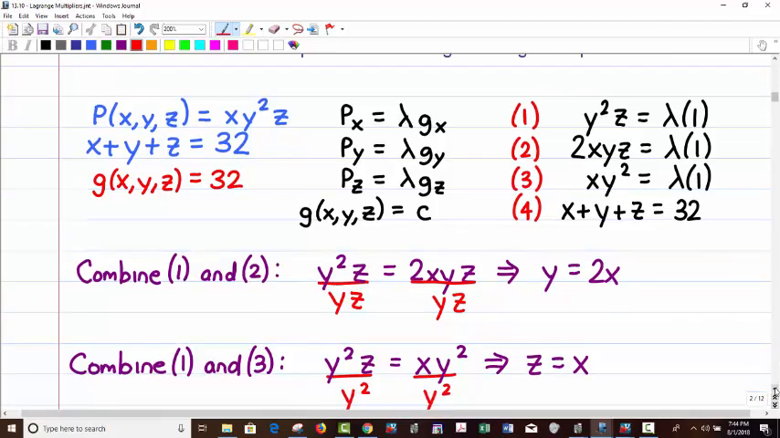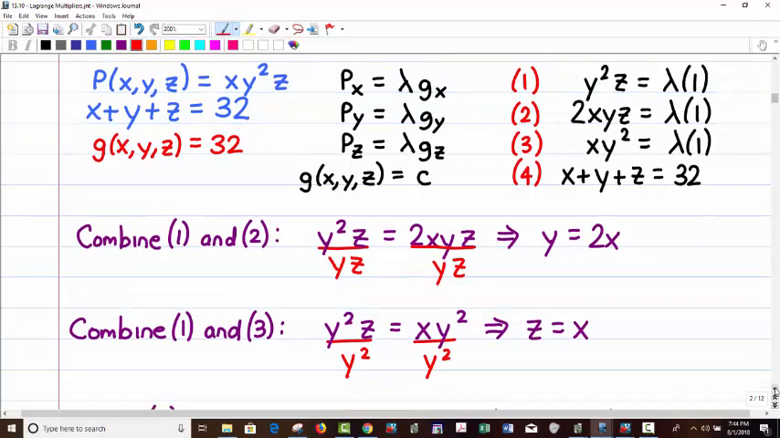Now I chose to combine 1 and 3, as long as it's 2 different ones. I could have done 2 and 3 if I wanted to, and that would have been fine. But you're basically combining any 2 of these 3. You won't need to do all 3 of them.